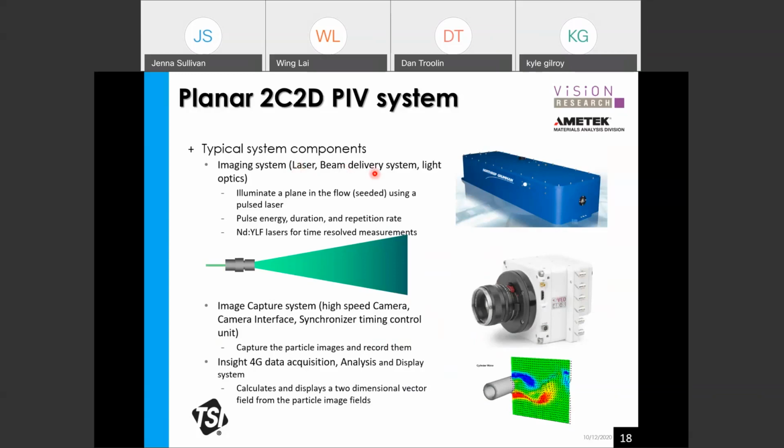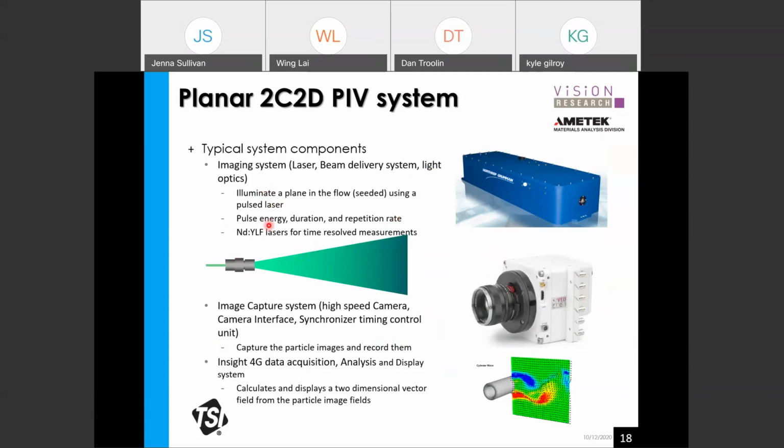Occasionally, we also need some kind of beam delivery system and then the light sheet optics. The picture over here is a high-speed laser. It's very big in size, so a beam delivery system can be very helpful to allow the laser beam to be delivered to where your research is taking place or your model is located. The light optics then expand the single beam coming out, as illustrated in these pictures, to generate a laser light sheet, or, depending on whether it's a volumetric system, to generate a volume of light.